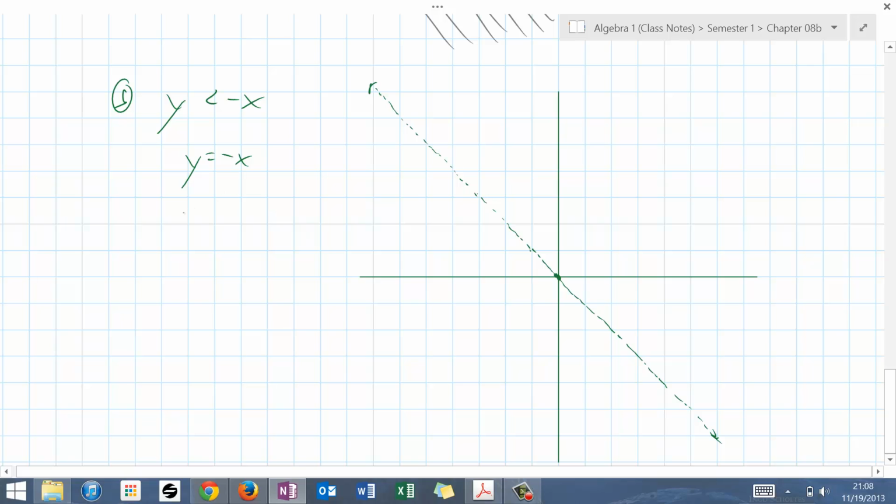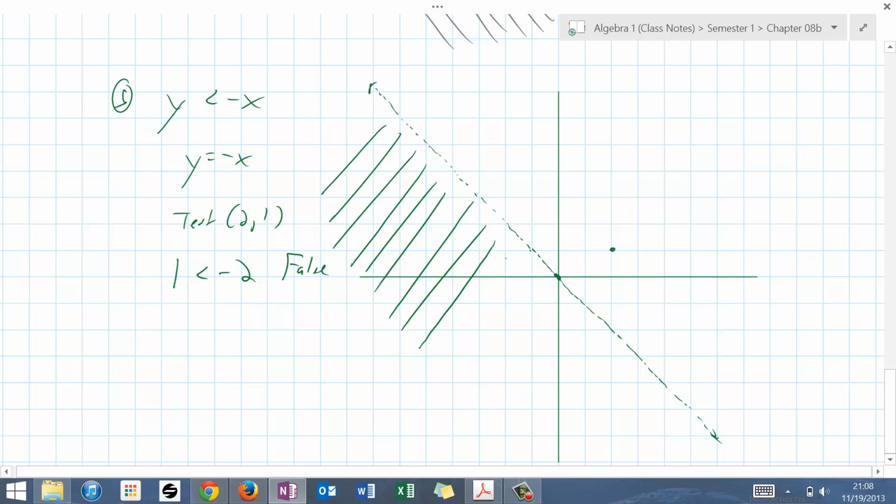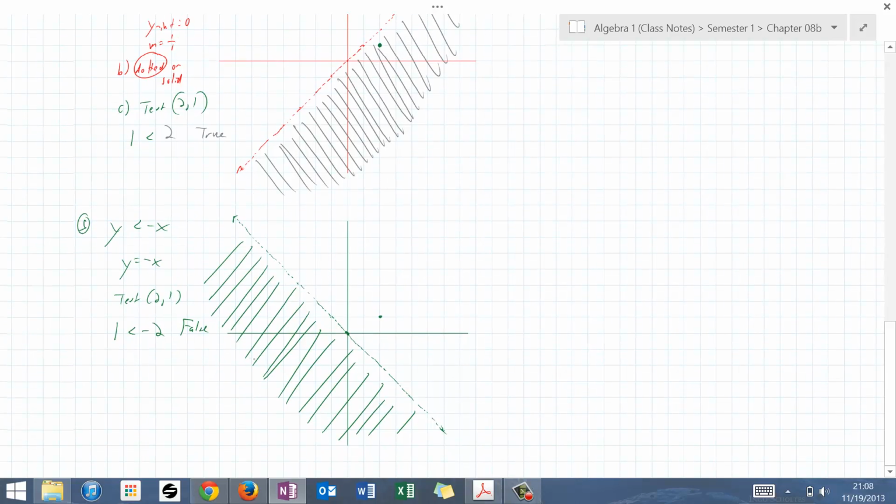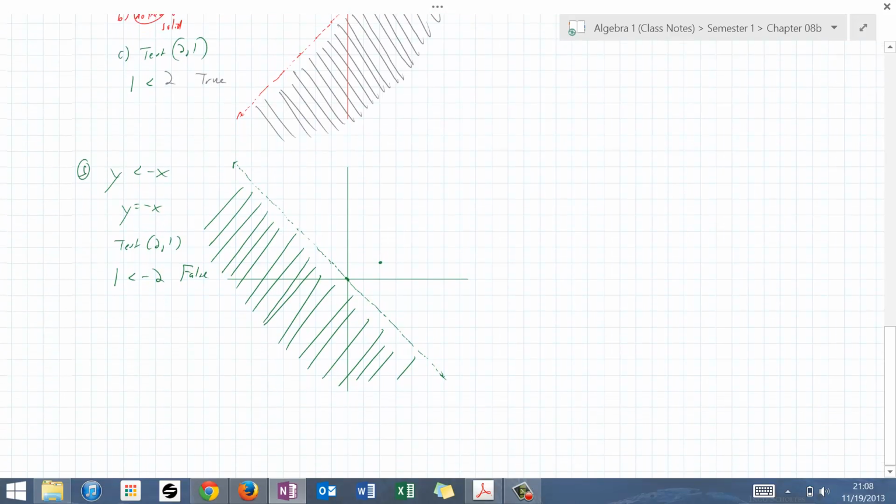Why don't I pick that same point? We're going to test 2, 1. So if I plug that in here, I get 1 is less than negative 2, and that is false. And here's 2, 1, so I'm going to pick and shade the other side. Now, if you look at both of these graphs that we just did, you can see that we've shaded below. When I shade, it's not left or right. Since it's talking about y, it's top or bottom, up or below.